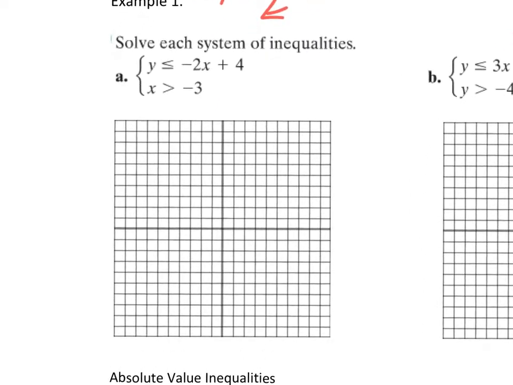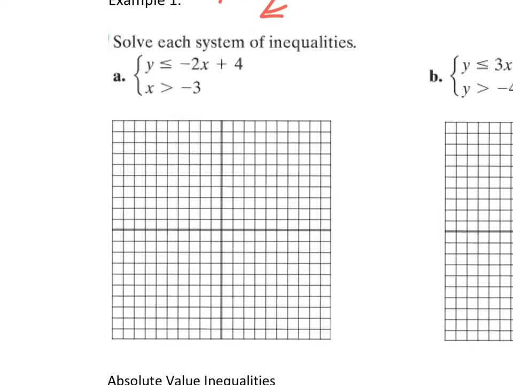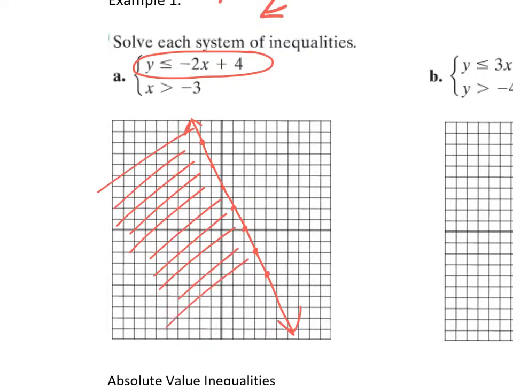The solution of a set of inequalities is all of the ordered pairs that satisfy it, so where your shading overlaps. So I'm going to graph this first line, which starts at 4, and your slope is -2, so I'm going down 2, right 1, and it's going to be a solid line, and I'm going to shade less than.